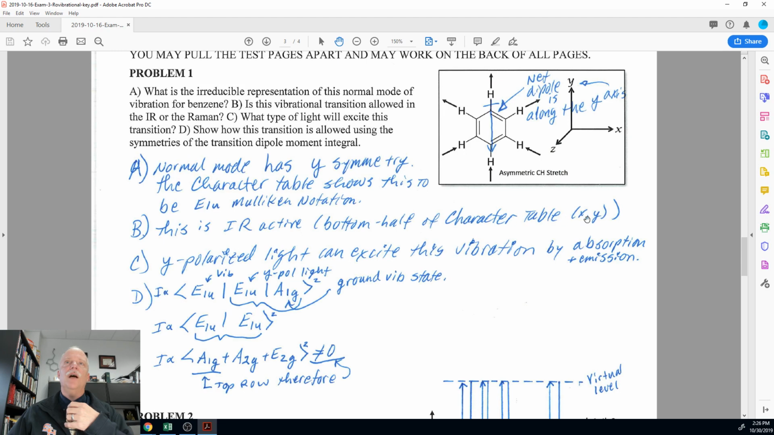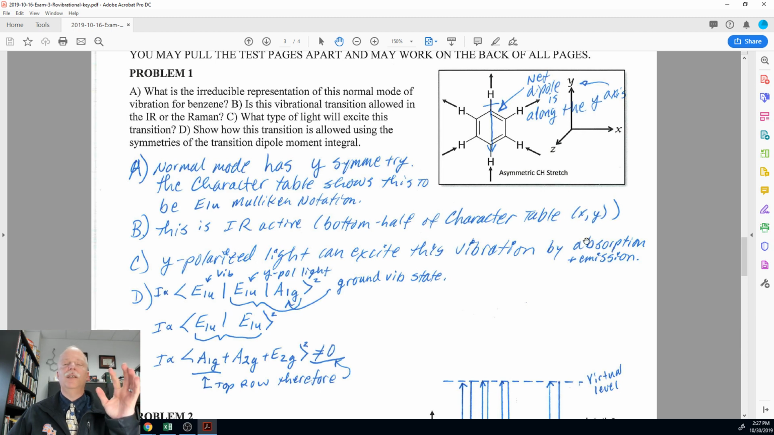And so it's in the bottom half of that character table. It has the character of x, y, and so it's going to be IR active, not Raman active. And so then the C is what type of light will excite this transition. So for vibrational motion, the ground state, it says y polarized light, sorry, C, what type of light will allow this transition? Since it's a y vibration, y polarized light will excite this vibration by absorption or emission.